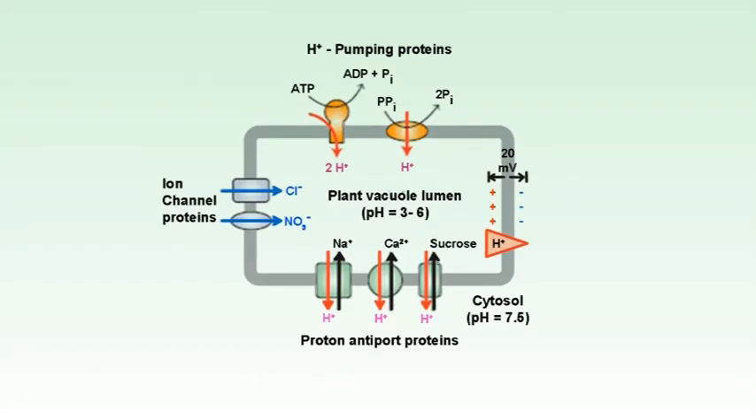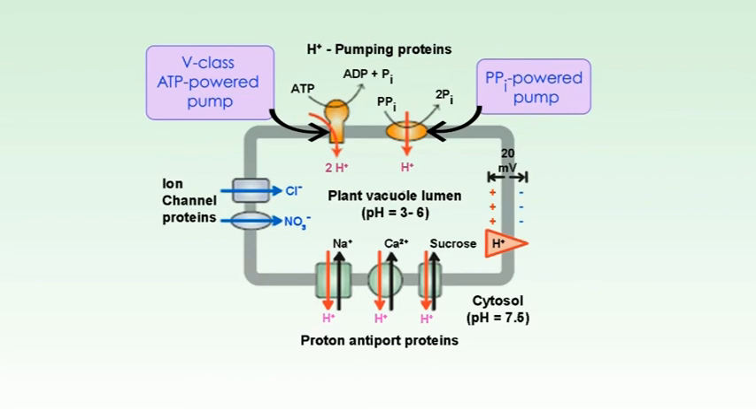Secondary active transport in plants. The lumen of plant vacuoles is much more acidic, with a pH around 3 to 6, than the cytosol, where the pH is around 7.5. The vacuolar membrane contains a V-class ATP-powered pump and a unique pyrophosphate-powered pump, both of which function to pump protons into the vacuolar lumen against a concentration gradient.